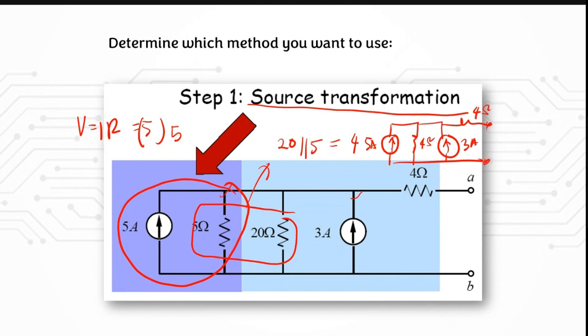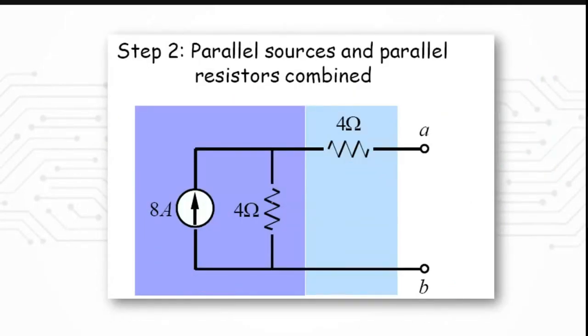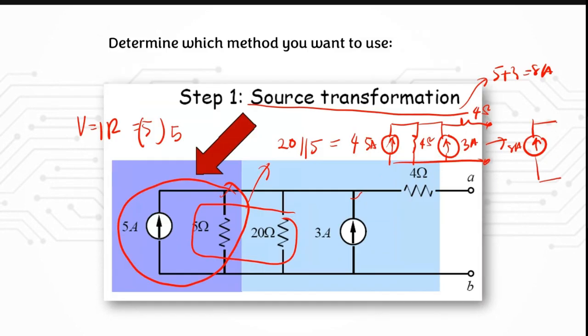So this is the same direction, right? So you can just add 5 with 3 here. 5 plus 3, you will have 8 ampere. So you will have 8 ampere here, and then it will be like this. You will have 4 here, right? So just draw again your circuit. 4, and then this is 4. So you will have this.